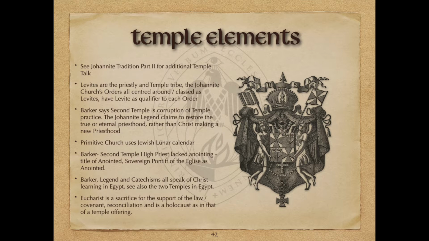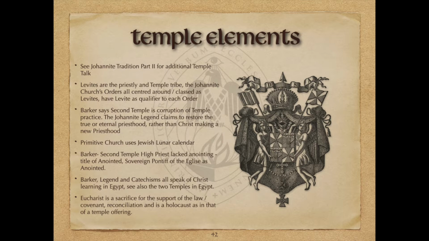And the Johannite legend, as noted in the material as it's presented in the Catechism and in its condensed form that you have in the institutional narrative, something of which we use in the Mass of the AJC, claims to restore the true or eternal priesthood rather than Christ making an eternal priesthood. So they're drawing that connection, as I've noted, not simply back to Christ through this lineage, but further back to the Temple of Jerusalem, and further back yet still into Egypt. And of course, the primitive church throughout uses a Jewish lunar calendar to continue that Old Testament feel, as it were.